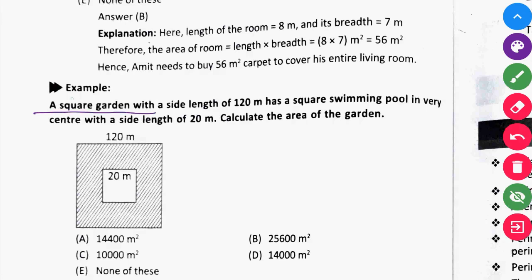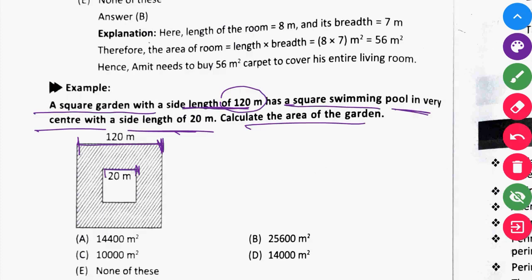One square garden with a side length of 120 meters has a square swimming pool in the very center with a side length of 20 meters. Calculate the area of the garden. See, this length is given to us, which is 120 meters, and this length is 20 meters. So this is the swimming pool inside this garden. The green portion is marked with lines, or we can say shaded. The shaded portion is greenery, and the blank one in the middle is the swimming pool.